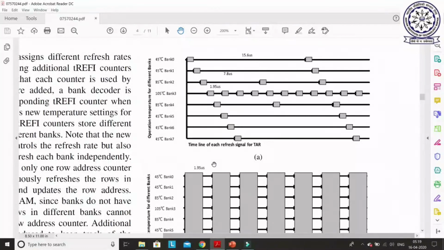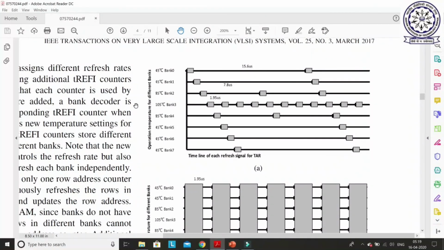If you see this example, there is an example shown. They have shown multiple banks here, and they are assuming that bank number 3 is very close to the bottom layer of the 3D design. If you remember the 3D design, the bottom layer is the execution layer. That means all the cores are there. I said that normally the temperature of the bottom layer is very high, and this bank 3 of DRAM is very close to the bottom layer.